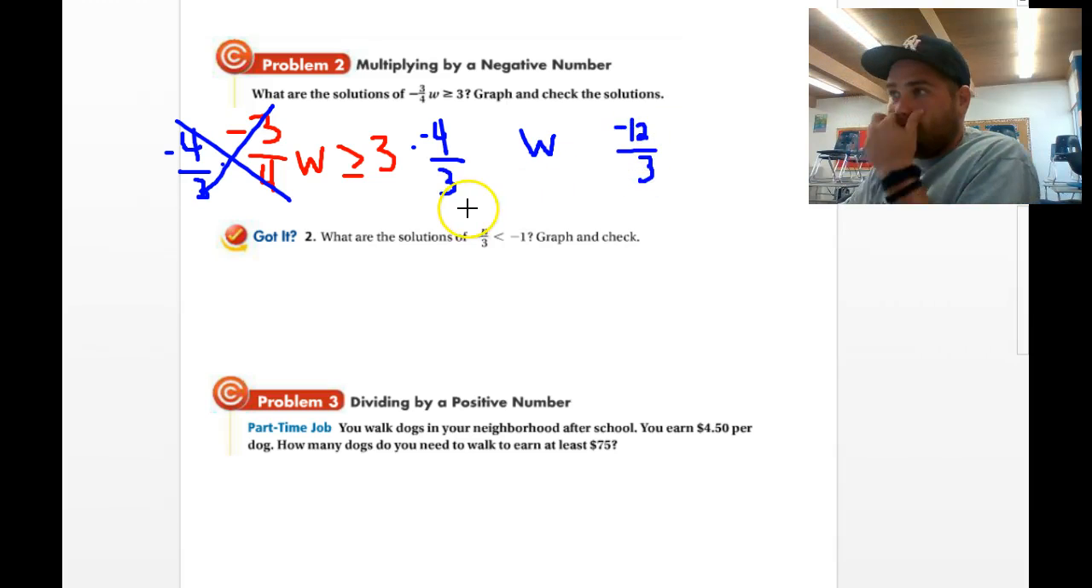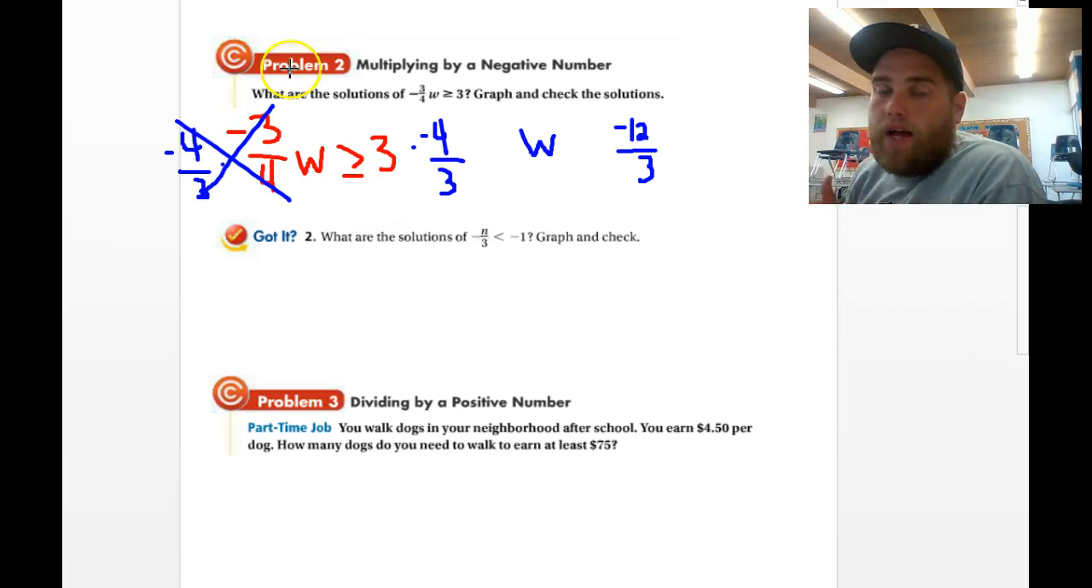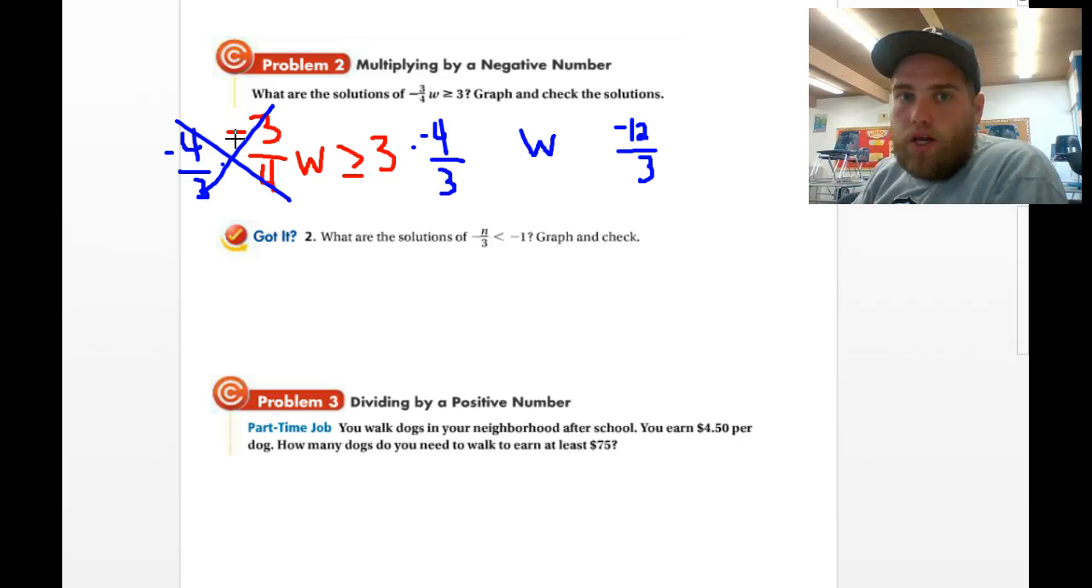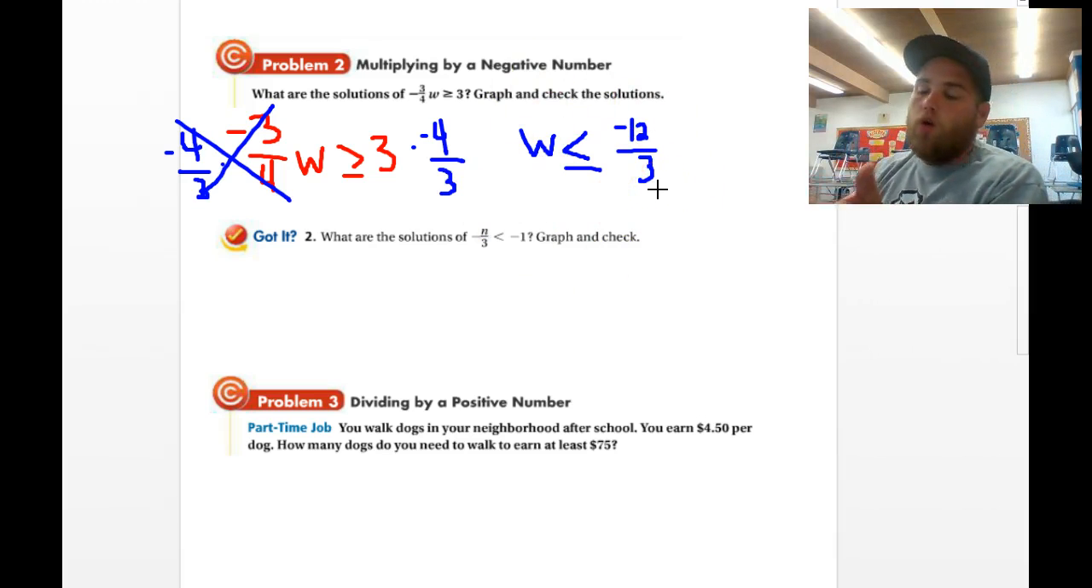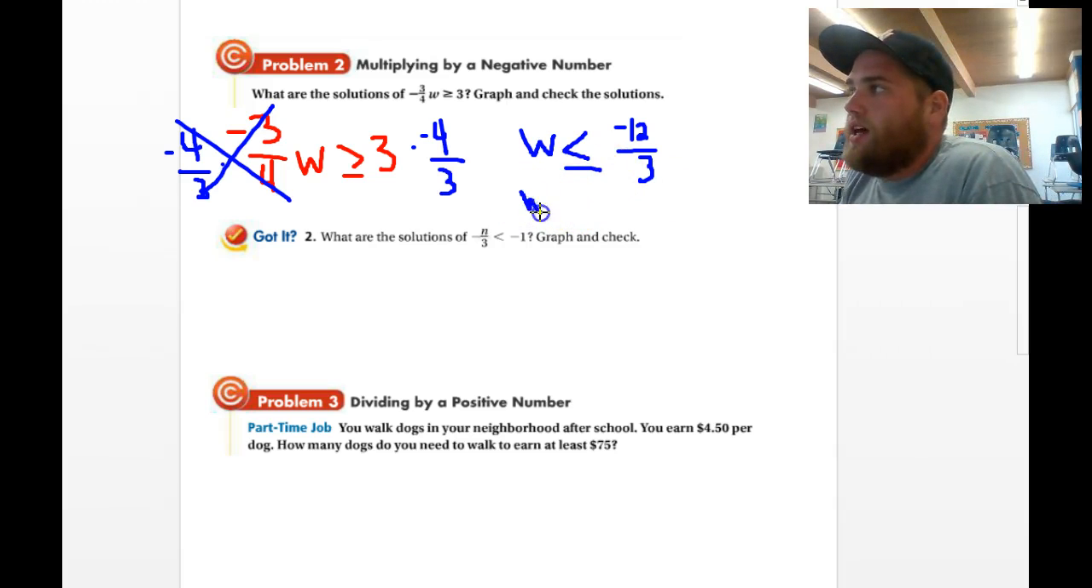Now, since we are multiplying by a negative reciprocal, this is just a rule in inequalities. When you are dividing by a negative number, which is technically what we're doing, we have to flip our sign. We'll go over more of this in class, but when you're dividing by a negative or multiplying by a negative reciprocal, those are the two times we have to flip our sign. So we get that w is less than or equal to -4.